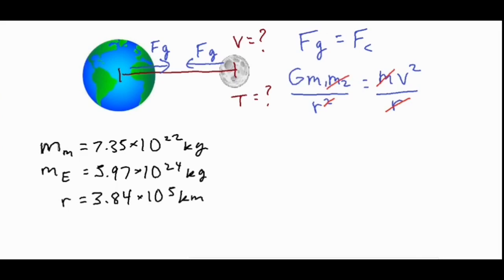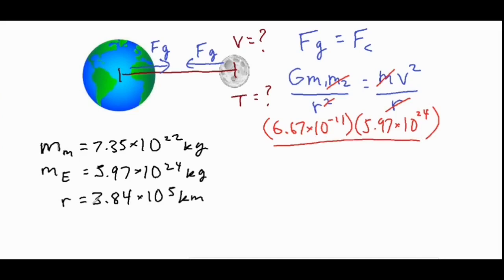So this m1 is the mass of the Earth. Turns out that the actual mass of the satellite is insignificant. It gets canceled out. So we have our gravitation constant, which is 6.67 times 10 to the negative 11th times the mass of the Earth, and then divided by the radius, and the radius is 3.84 times 10 to the 5th kilometers. So if we convert that, we get 3.84 times 10 to the 8th meters.